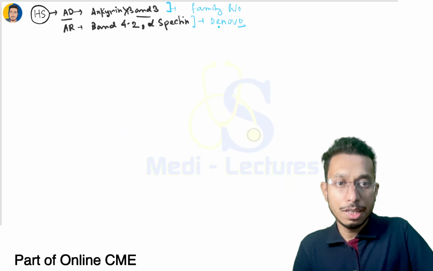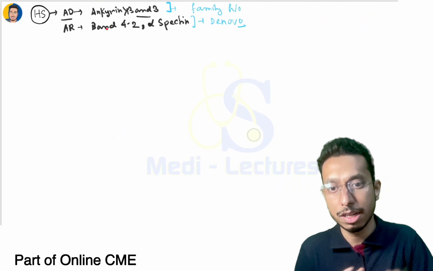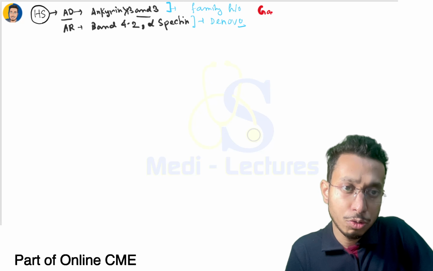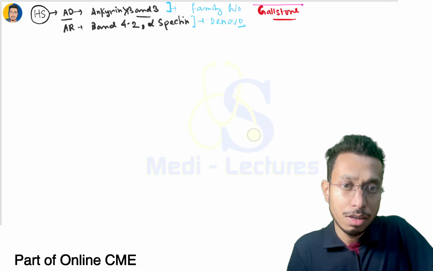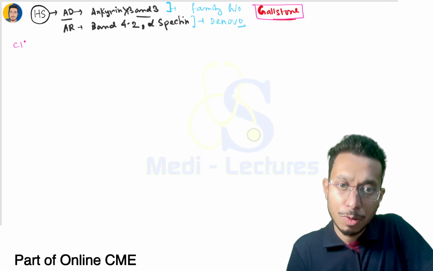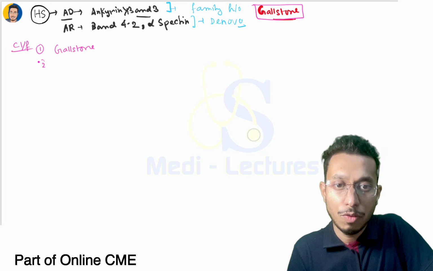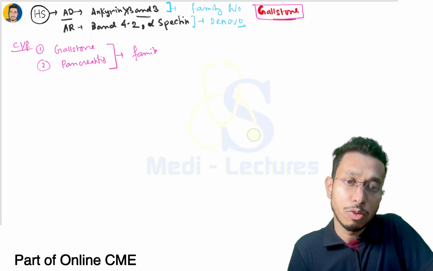Now there is extravascular hemolysis. Obviously bilirubin will rise. As bilirubin rises, from time to time it can give rise to gallstone formation. So clinical features: number 1, gallstone. Number 2, this gallstone can from time to time give rise to pancreatitis. And this gallstone and pancreatitis might have family history also, as these are autosomal dominant in nature.